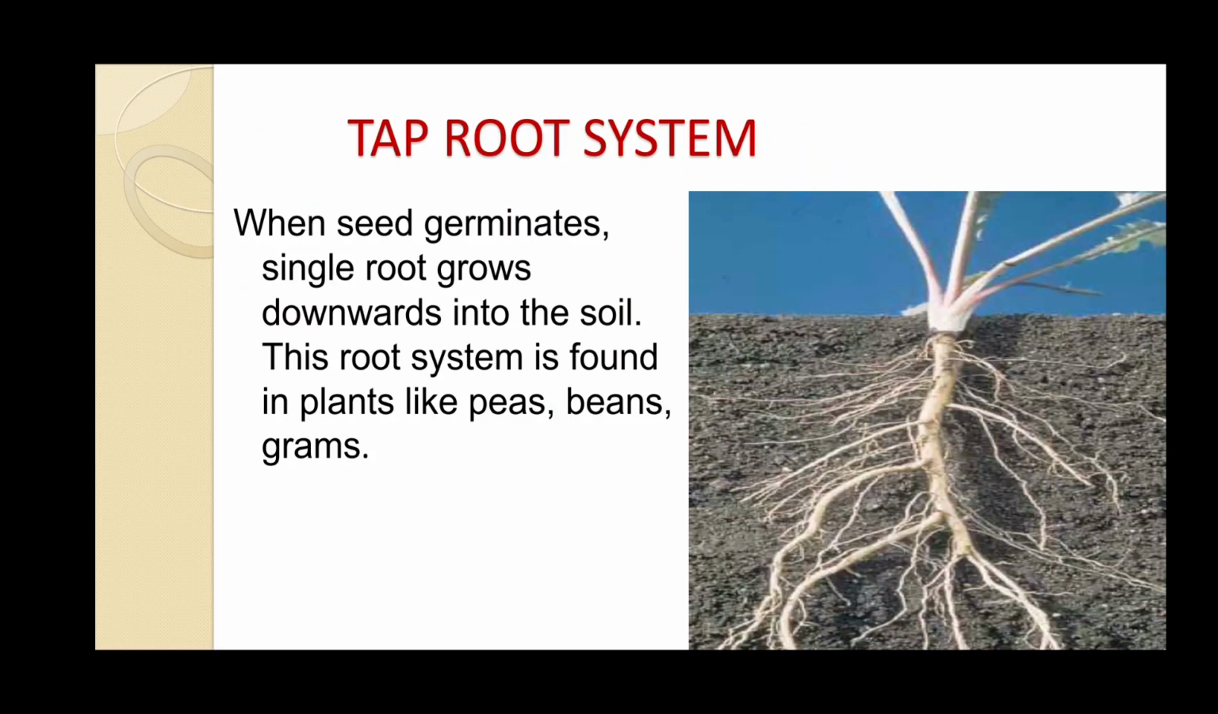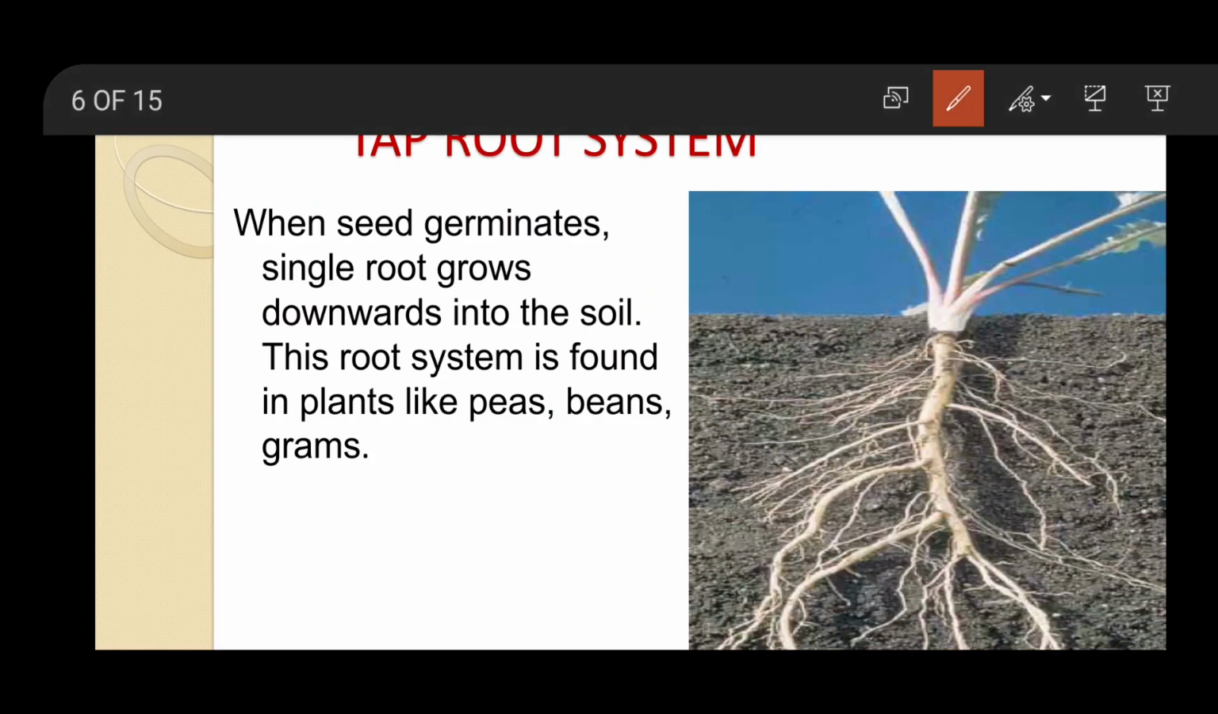As you can see on the screen, a single main root grows downward in the soil, and it then further branches into smaller lateral roots. As you can see here, these are the lateral roots of this main root. So this type of arrangement of the root system is called taproot system, and this is a characteristic feature of dicotyledons like peas, beans, grams, etc.